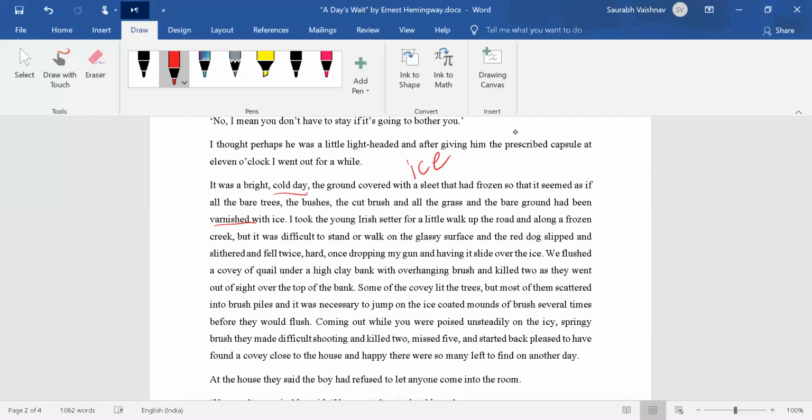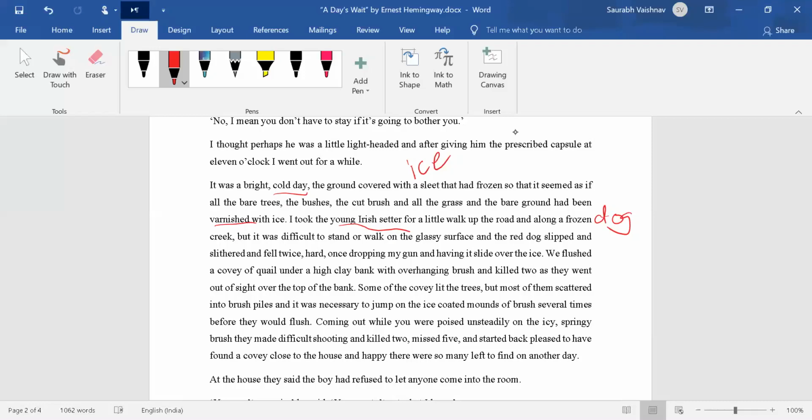I took the young Irish setter for a little walk. Now, who is this young Irish setter? The young Irish setter is a type of dog. So I took the young Irish setter for a little walk up the road and along a frozen creek.